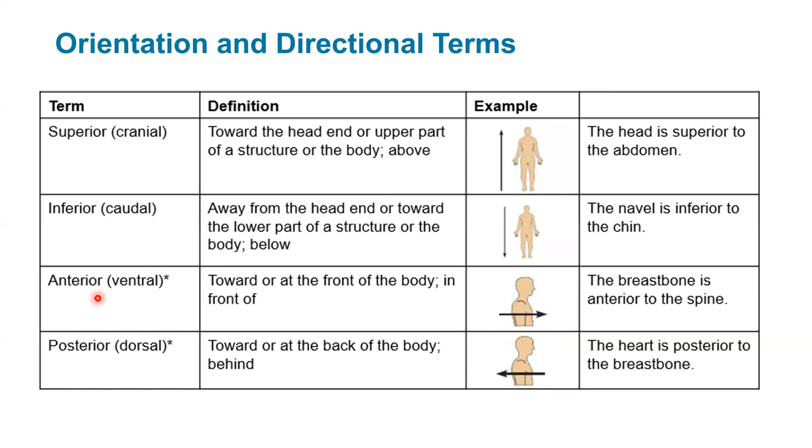Anterior is the same as ventral in a bipedal organism, the ones that use two legs to walk. So for humans, anterior is the same as ventral and it's towards the front of the body. Posterior, the same as dorsal, is towards or at the back of the body. So breastbone or your sternum is anterior to the spine and heart is posterior to the breastbone or sternum.